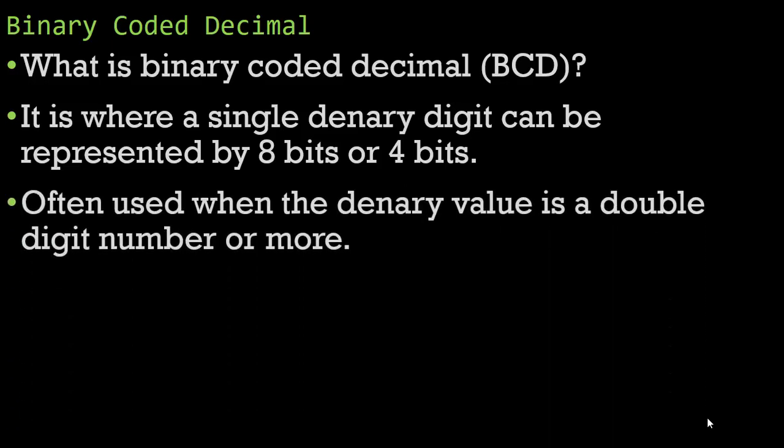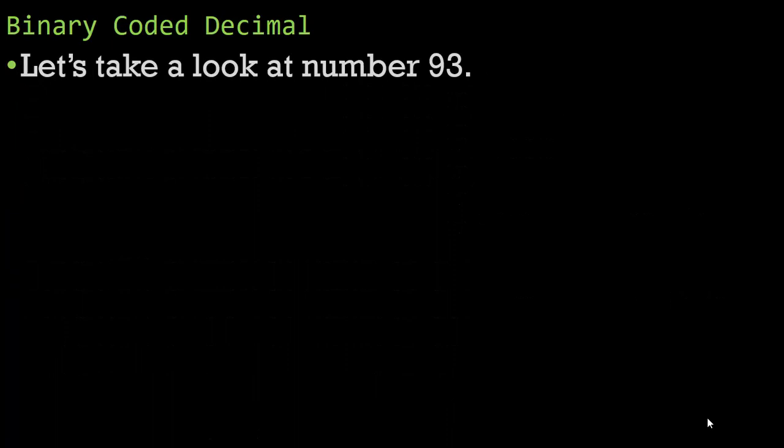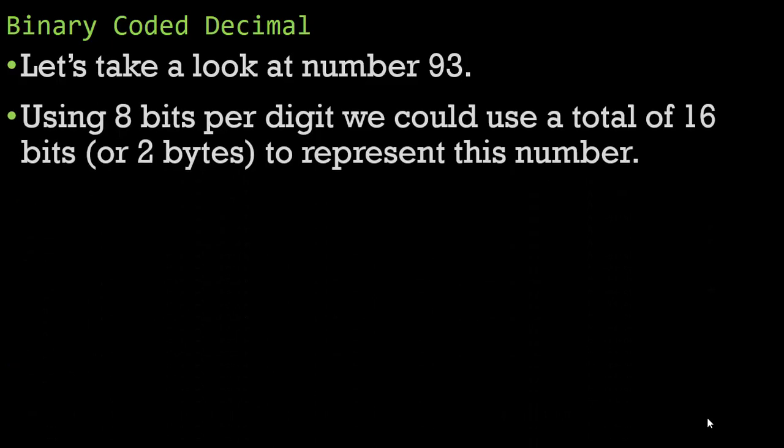Now, it's often used when the denary value is a double-digit number or more. You can see these in clocks. You can also see binary coded decimal used in the display of a calculator. Now let's take a look at an example first using 8 bits, then we'll take a look at an example using 4 bits. So let's take a look at the number 93. Now I have two digits here. I have a 9 and I have a 3. Using 8 bits per digit, we're going to use a total of 16 bits or 2 bytes to represent this number.